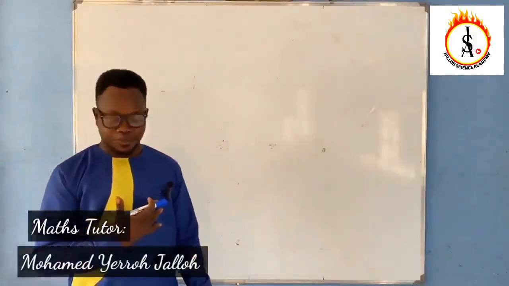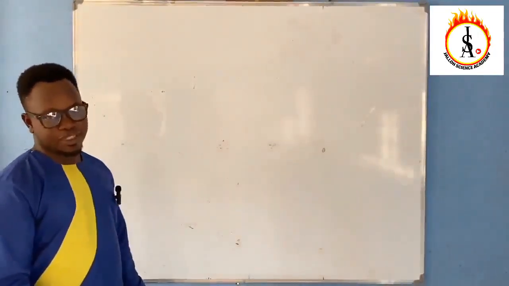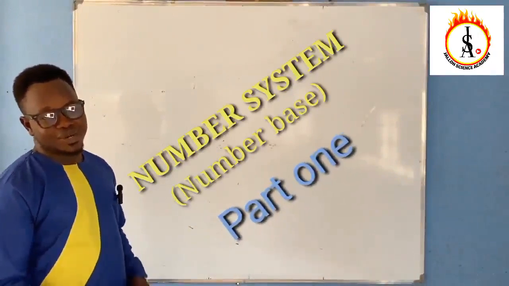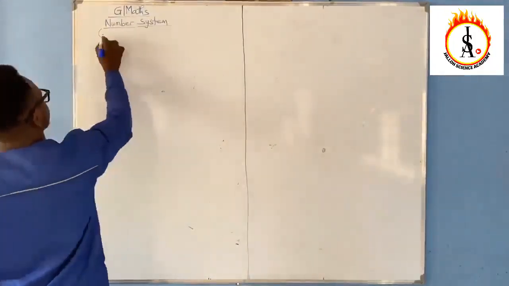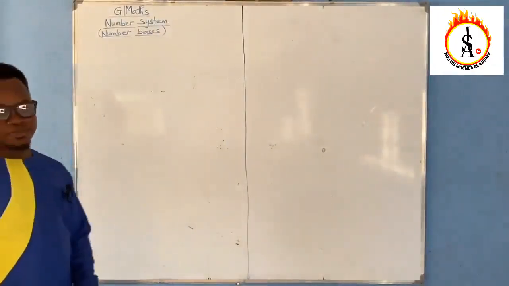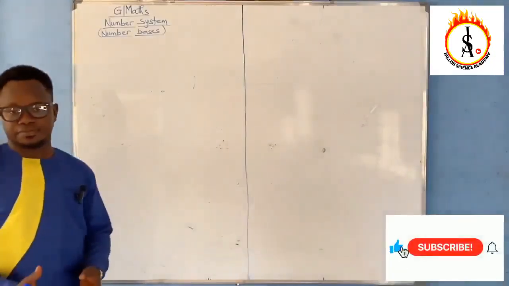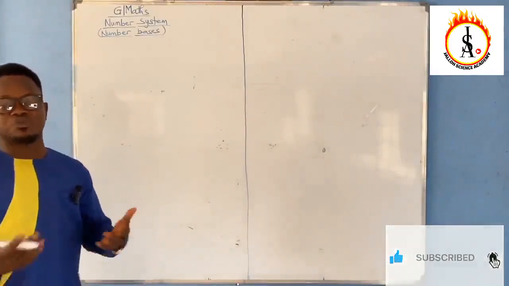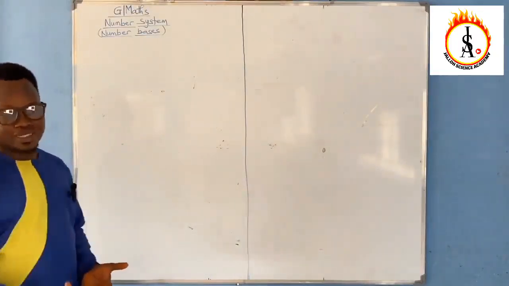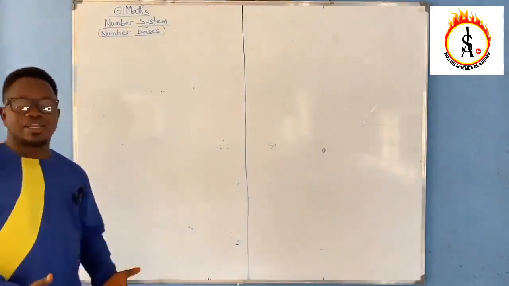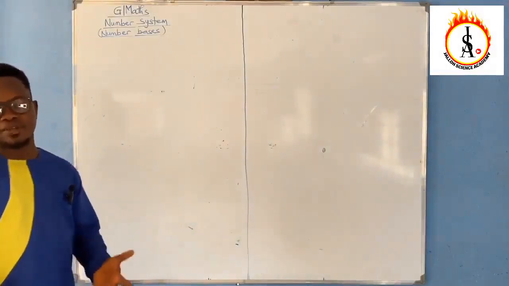I am Mohamed Jalo. In this tutorial, I will be taking you through your general mathematics, and we are going to look at number systems. Of course, talking of number systems, numbers are most often written in base 10, or in our everyday counting, we deal with base 10 numbers. But these numbers can also be converted to other bases other than the standard base, which is base 10. They can also be written in other bases other than base 10.